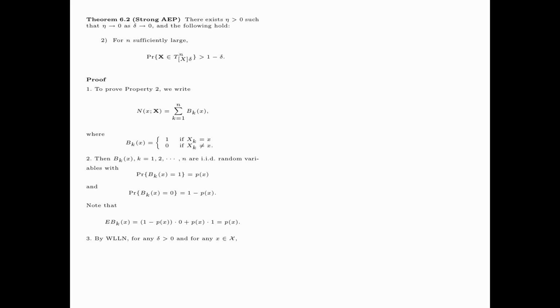Now, by the weak law of large numbers, for any delta greater than 0, and for any x in the alphabet, we have the probability that the absolute value of 1 over n summation k equals 1 up to n of B_k(x), namely the average number of occurrences of the value x in the random sequence X, minus p(x), the probability of occurrence of the value x, is greater than delta divided by the size of the alphabet, is less than delta divided by the size of the alphabet for n sufficiently large. In other words, the probability that the relative frequency of x deviates from the true probability p(x) by a small amount is very close to 0.